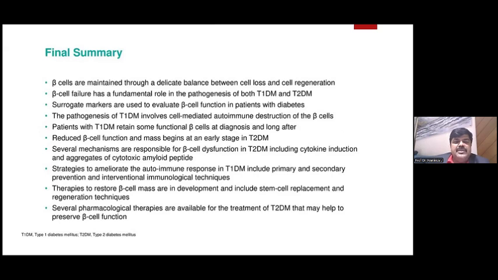Several mechanisms are responsible for beta cell dysfunction. Strategies to ameliorate the autoimmune response in type 1 diabetes include primary and secondary prevention and interventional immunological techniques. Therapies to restore beta cell mass are in development and include stem cell replacement and regeneration techniques. Several pharmacological therapies are available for the treatment of type 2 diabetes that may help to preserve beta cell function.